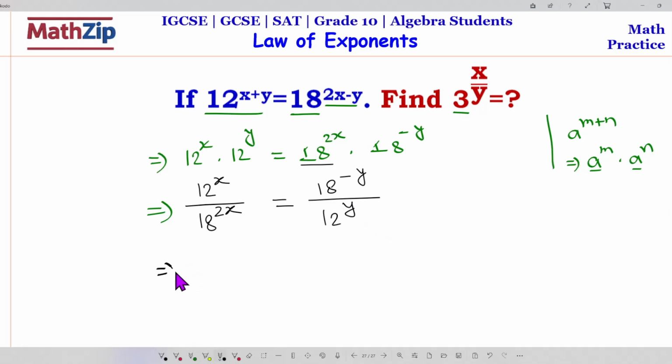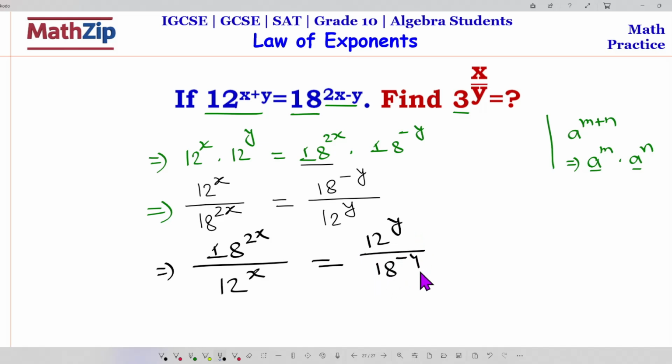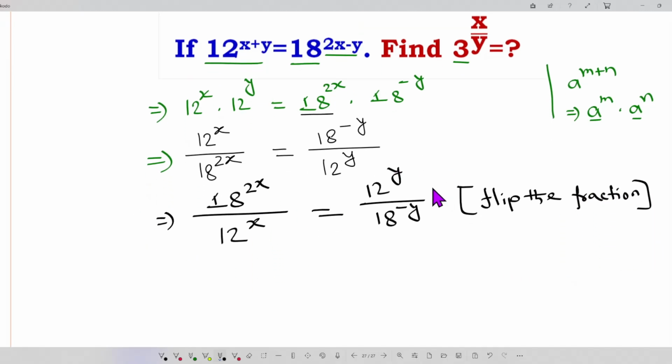Now we can just flip this fraction. It means 18 to the power x divided by 12 to the power x, the same as 12 to the power y divided by 18 to the power minus y. Flip the fraction, because it will help us to make the solution.